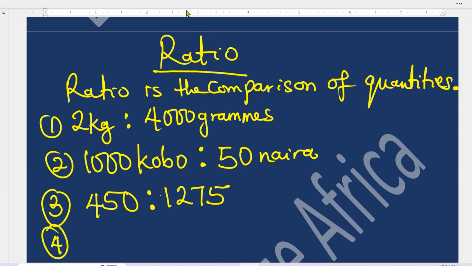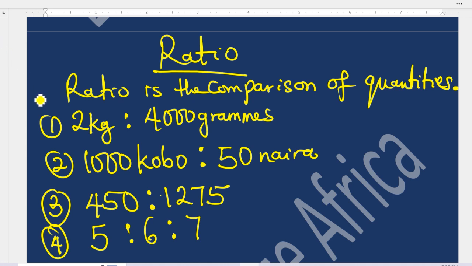Now look at the next one. It can also come in form of 5:6:7. So you can see that three quantities are being compared. So these are what we call ratio. If I ask you to give me an example of ratio, these are examples of ratio, okay? 2 kilograms is to 4,000 grams. 1,000 kobo is to 15 naira. 450 is to 1,275. 5:6:7. This is how to write ratio.